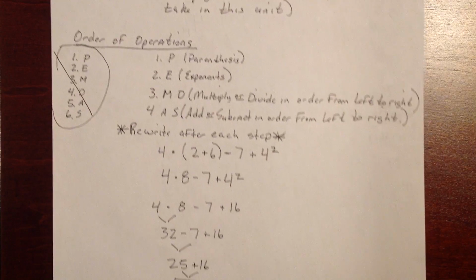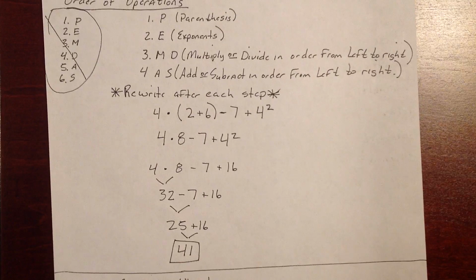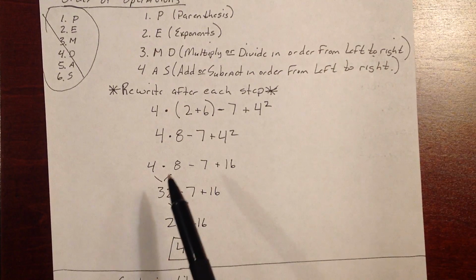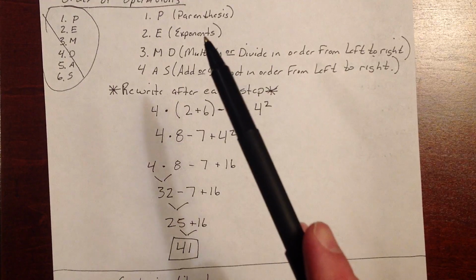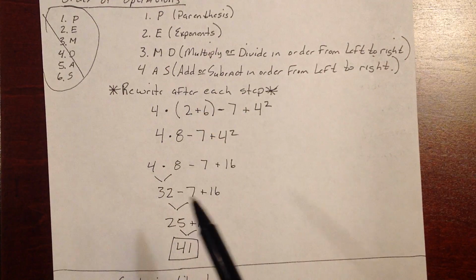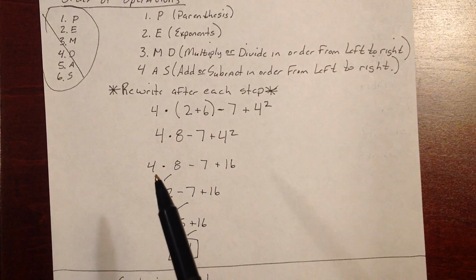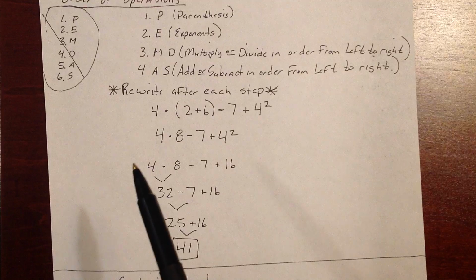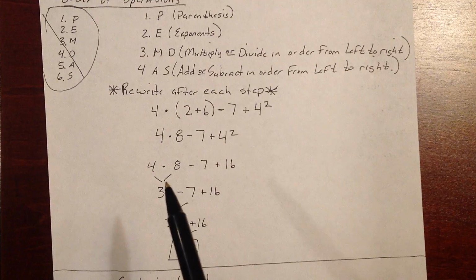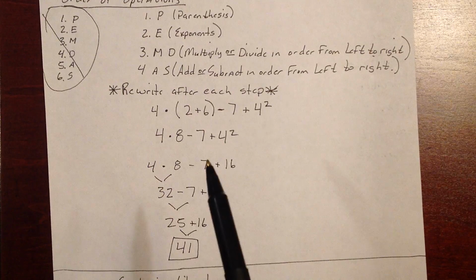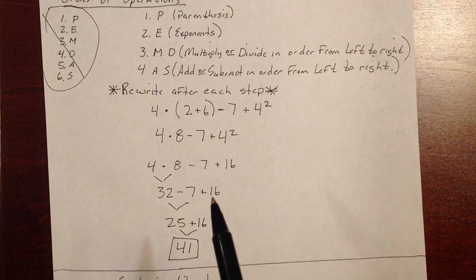Okay. Then again, we start the process over. Please excuse my dear Aunt Sally. Now we're done with exponents. Now we can do multiplication and division. And remember, we would go from left to right here. If there were a division portion of this expression before, we'd do it first. But now we just have multiplication. We're going to start here and multiply that out. That'll be 32. Bring down your minus 7. Bring down your plus 16.